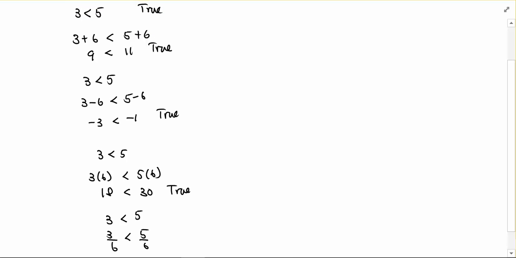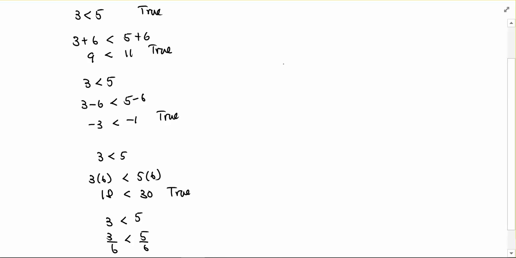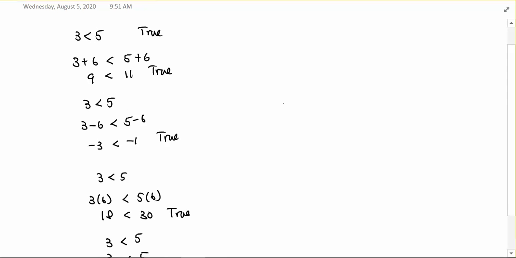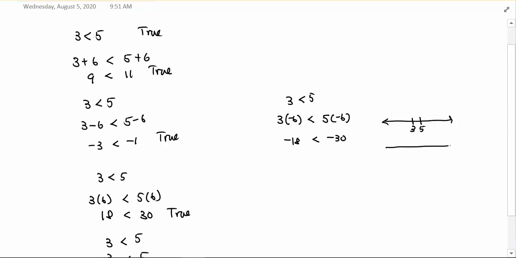But let's take a look at this problem. So we start with 3 less than 5, but this time let's multiply by -6 instead of +6. And a very interesting thing happens. So here we get -18, and here we get -30. Now think about it. Which is bigger, which is smaller? We had 3 and 5, right? To the left is small, to the right is big. And now we have -18 and -30. So what's happened here?